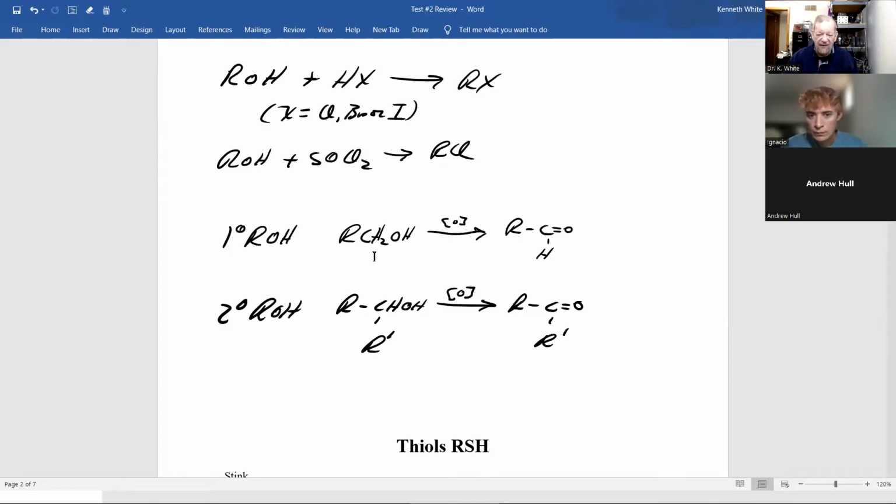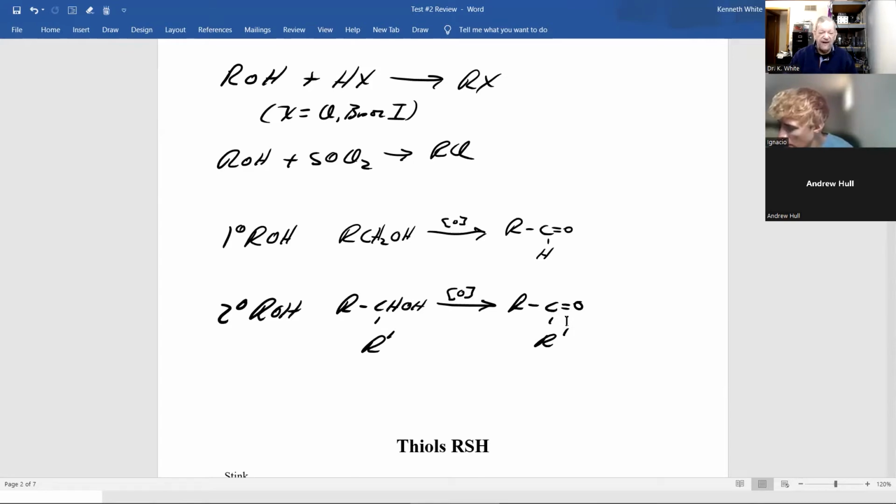If you take a primary alcohol, you lose the hydrogen from the hydroxyl group and the hydrogen from the carbon that's bonded to the hydroxyl group, and you form an aldehyde, which you learned a couple of chapters later. If you take a secondary alcohol and oxidize it, same thing, you lose a hydrogen from the hydroxyl group and a hydrogen from the carbon it's bonded to, and you get a ketone.